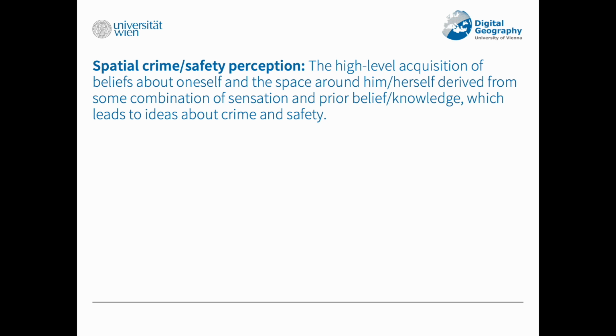Spatial crime or safety perception is a high-level acquisition of beliefs about oneself and the space around him or herself, derived from some combination of sensation and prior belief knowledge, which will lead to ideas about crime and safety. Although spatial crime perception is something subjective, whether it is in line with reality is crucial for individuals to safeguard themselves against potential victimization, prevent unnecessary avoidance behaviors, and reduce undue anxiety.